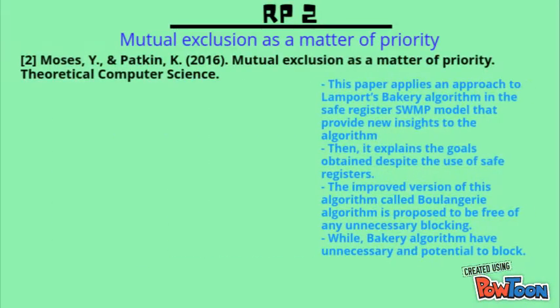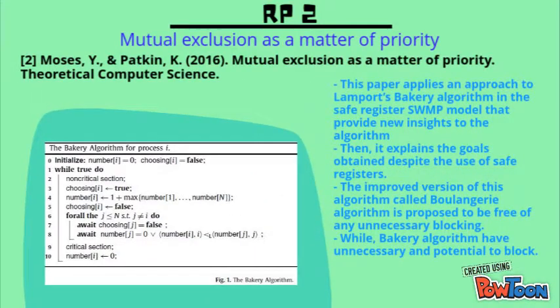The second paper applies an approach to Lamport's bakery algorithm in the safe register SWMR model. It explains the goals obtained despite the use of safe registers. An improved version of this algorithm, called the Blangury algorithm, is proposed to be free of any unnecessary blocking.